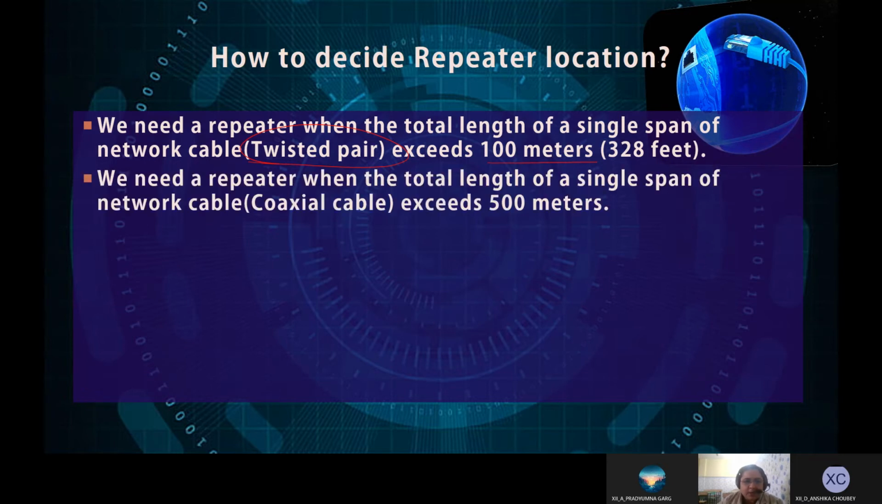Second, for a coaxial cable, the segment length is 500 meters. That is, if the distance between two buildings is not more than 500 meters, but it is more than 100 meters, then you can install a repeater in that case and do your work with twisted pair cables. Or if the firm is ready to spend more money, then they can go for a coaxial cable as well.